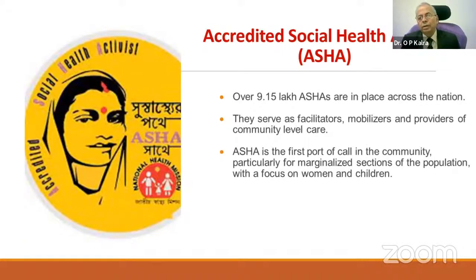The most important link as far as the entire chain of healthcare providers is concerned is the ASHAs, that is accredited social health activists, and nearly 10 lakh ASHAs are in place in various urban and rural areas in the country, and they are serving as facilitators, mobilizers, and providers of community level care. And ASHA, in fact, is the first point of contact with the community as far as these various programs are concerned. We actually had done some studies also by empowering ASHAs, by giving them various devices such as tablets or mobile phones, whereby they can more effectively implement various national health programs and have direct communication of the community with the doctors sitting in the district headquarters. And this has been found to be very effective.